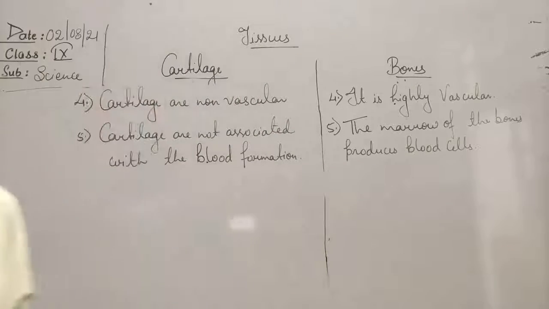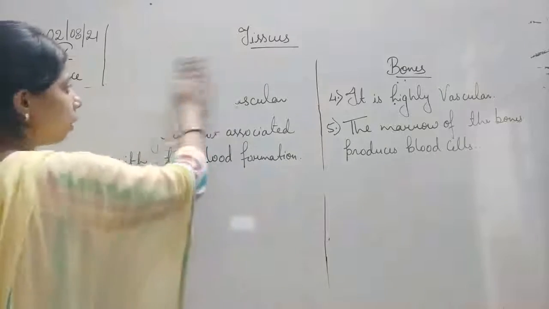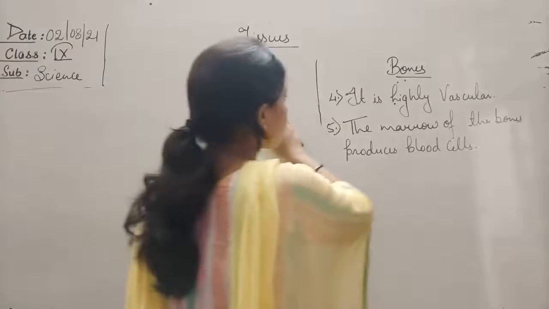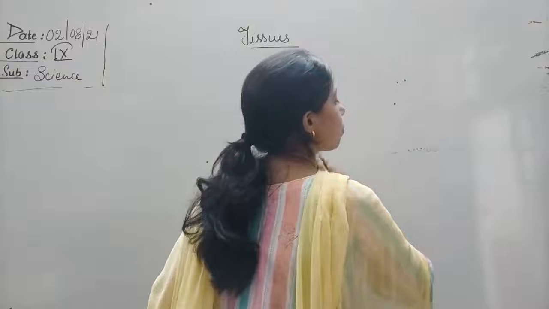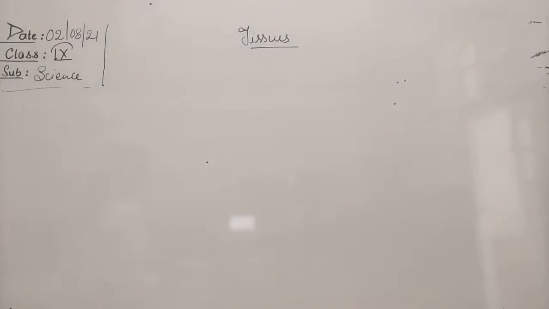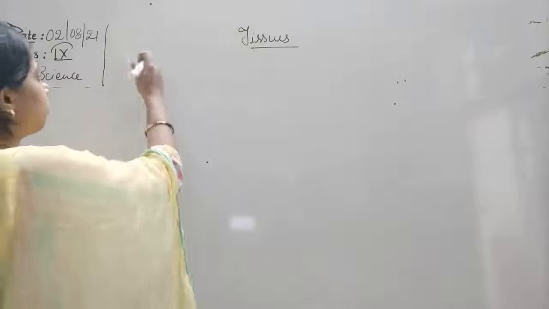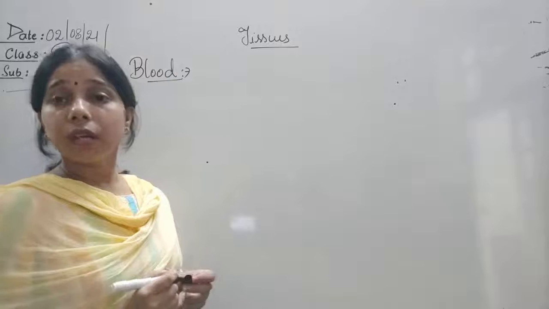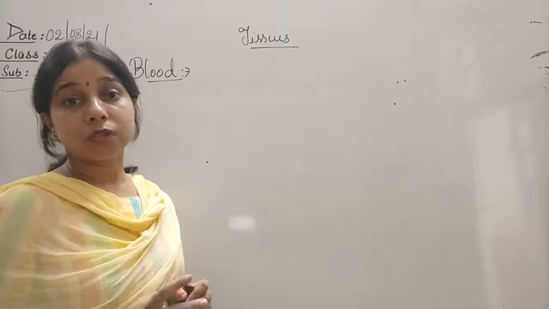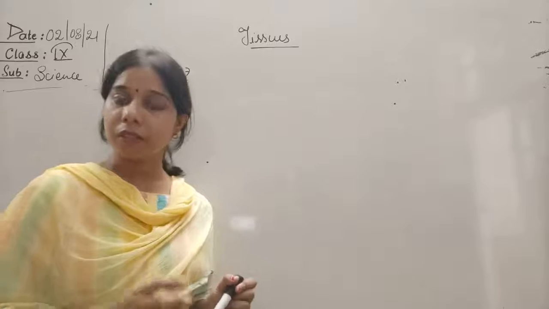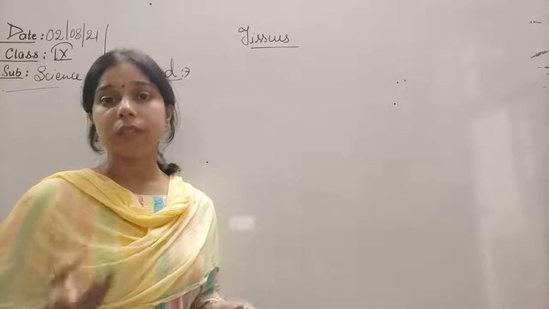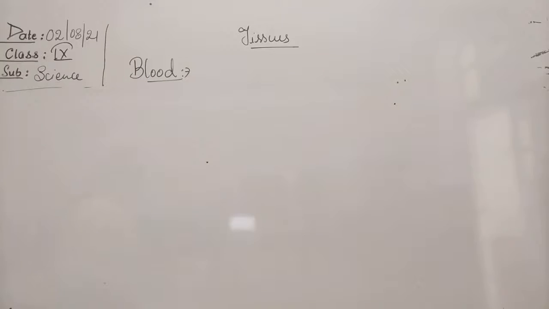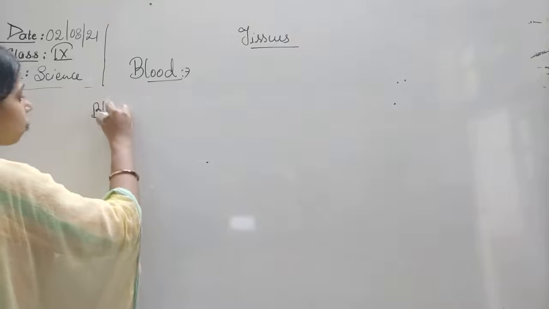So let us start with the blood. Before we try to understand the different kinds of blood cells, we must know what blood is and what the different types of blood are. I hope you all know blood is always liquid. Till now we were talking about connective tissue which is solid, but blood is a liquid. So we can write here that blood is a liquid connective tissue.